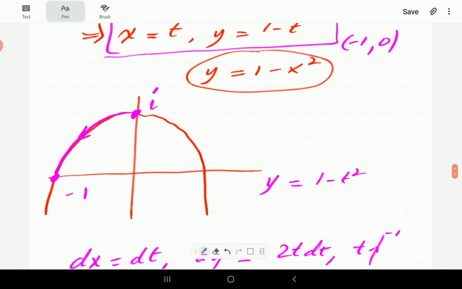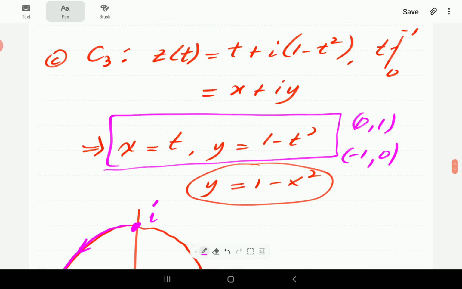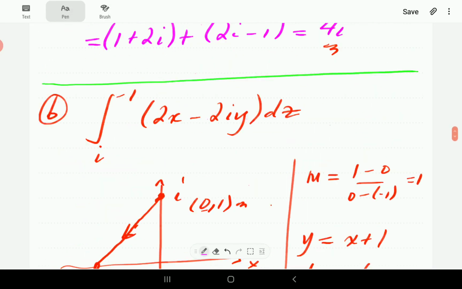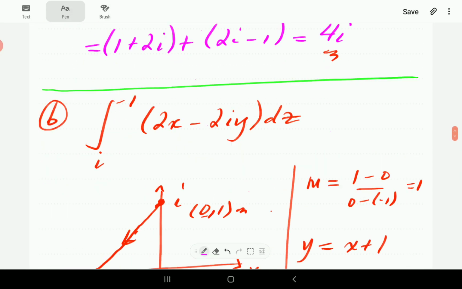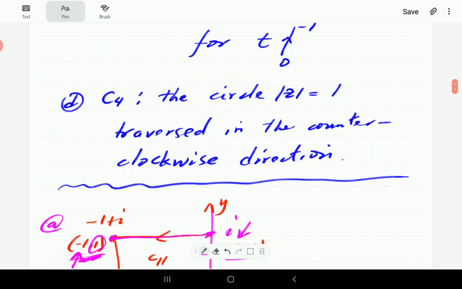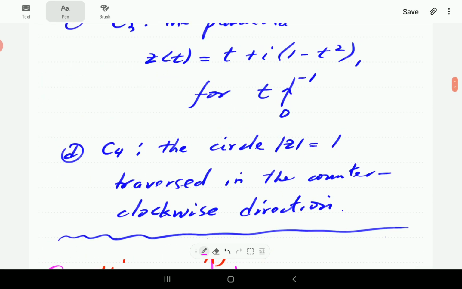Along the straight line we had 2i. Along the polygonal line we had 4i. What remains to be done, which we will do in the next video, trying to keep these videos nice and short, is part D, where the contour is a straight line defined by this equation here.